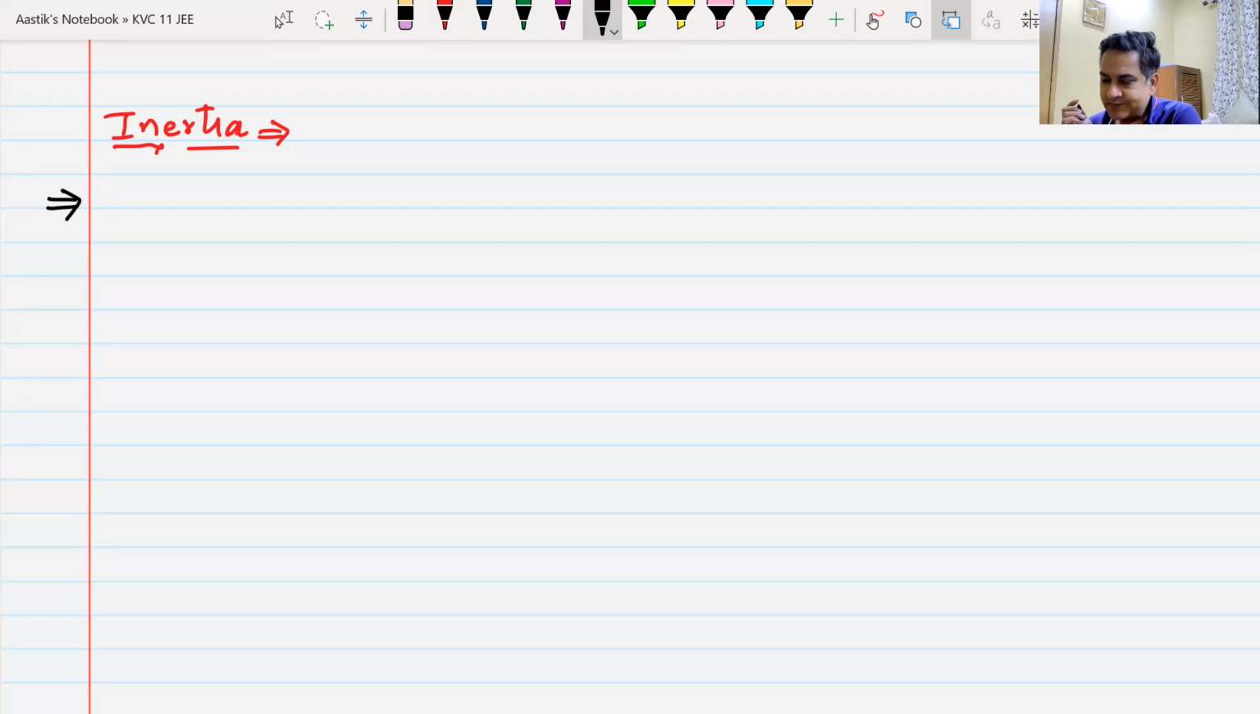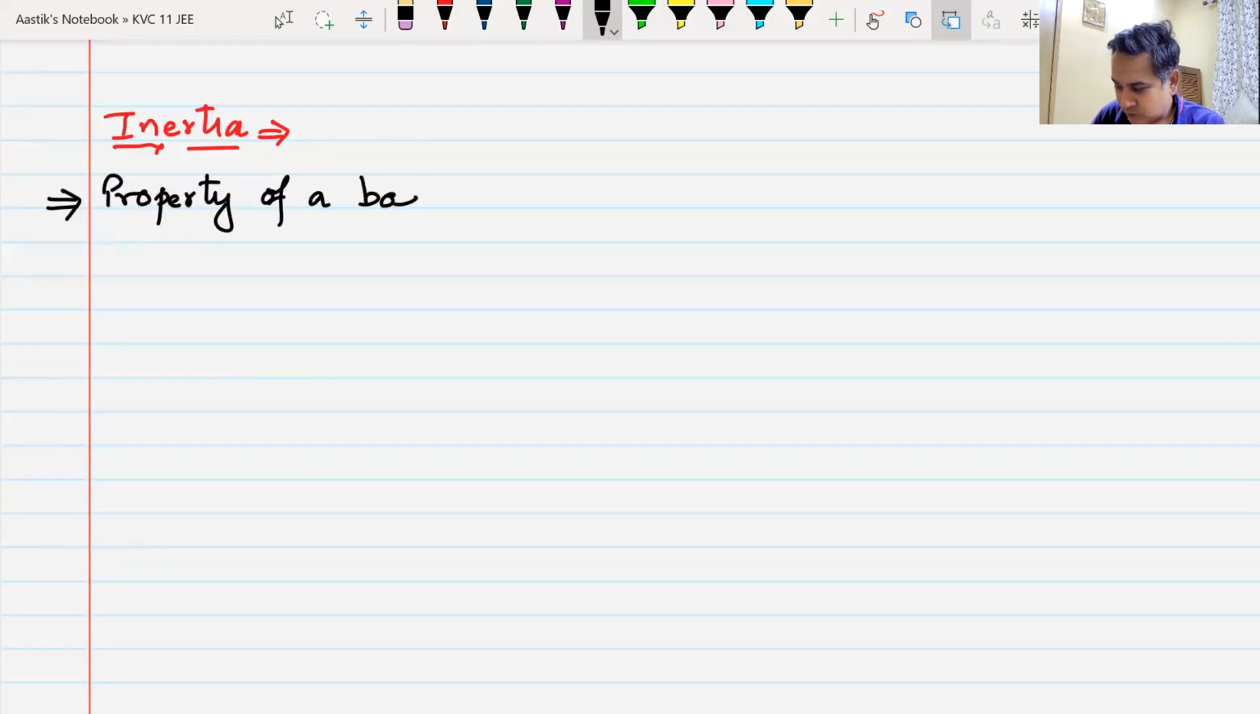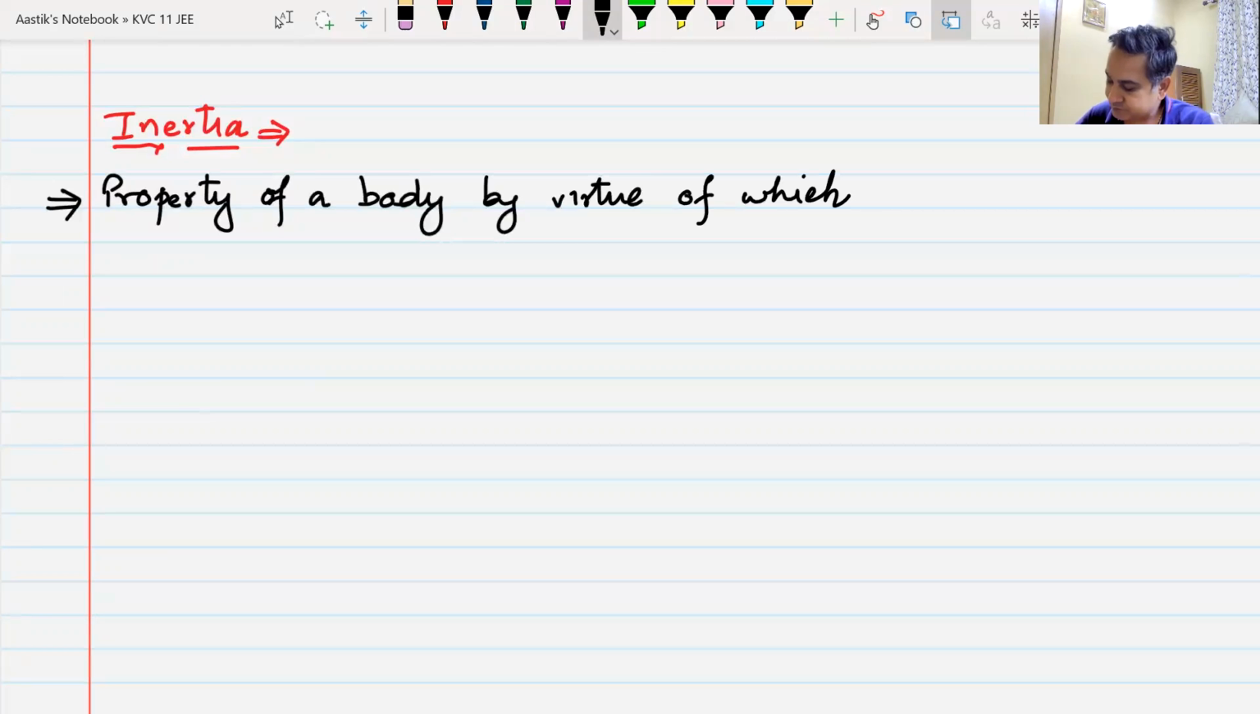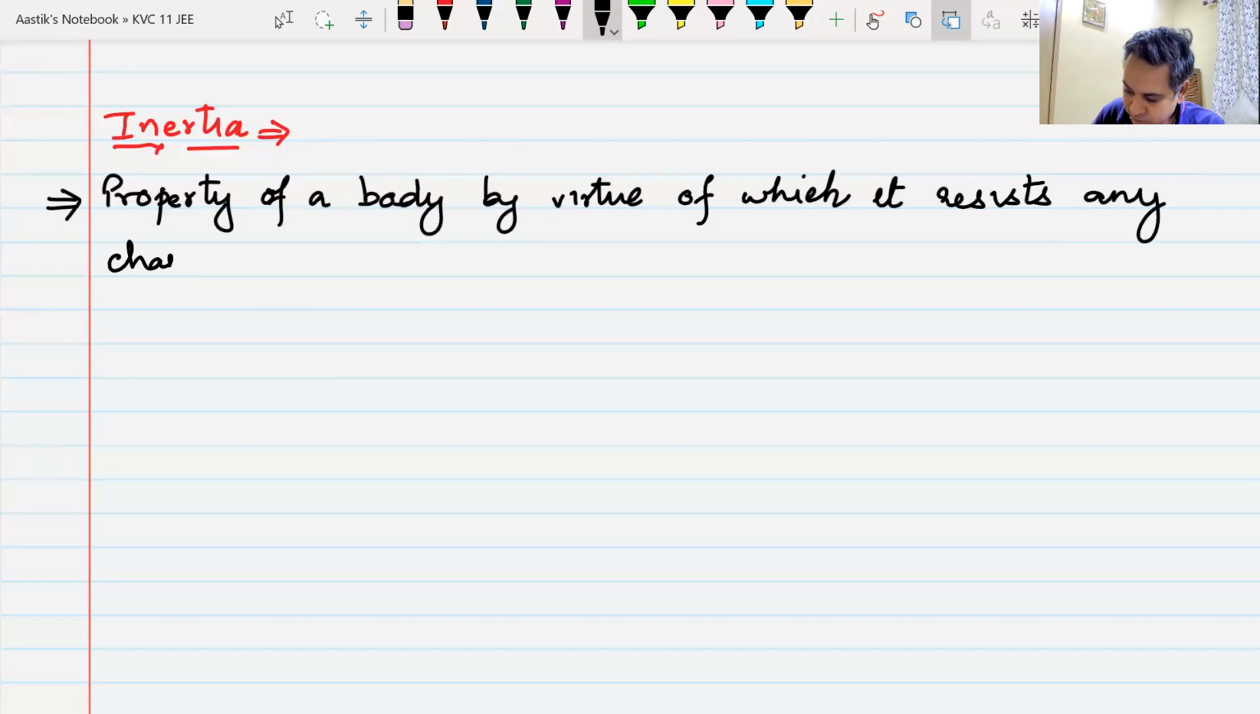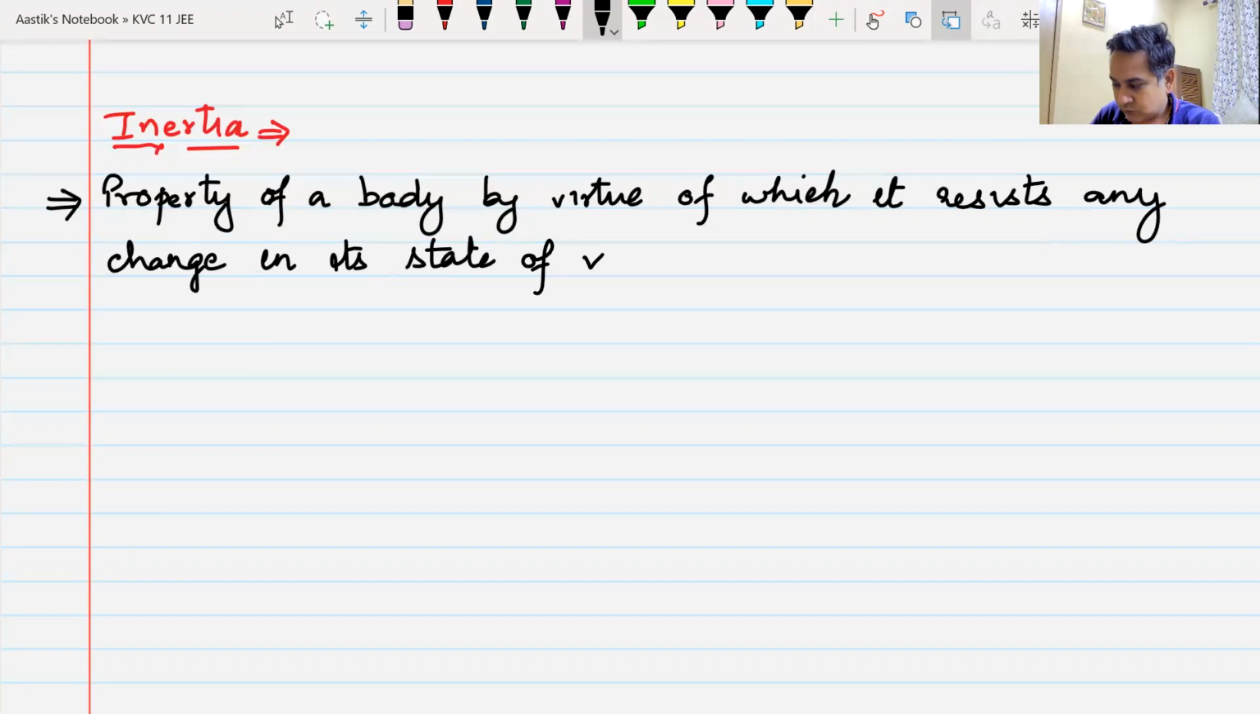Not exactly correct. Sudden change. Property of a body by virtue of which it resists any change in its state of rest or motion is known as inertia.